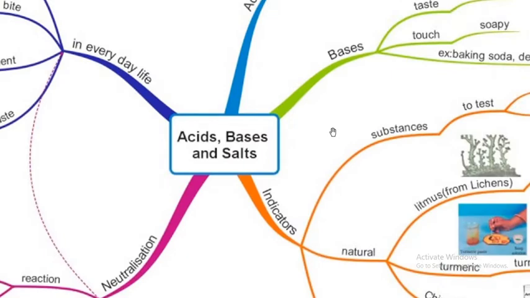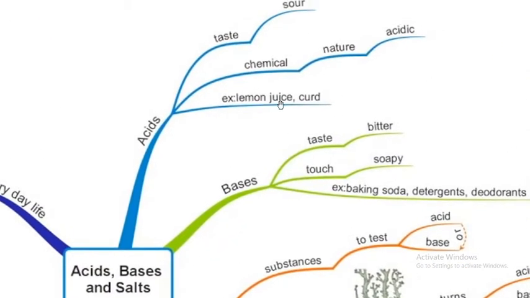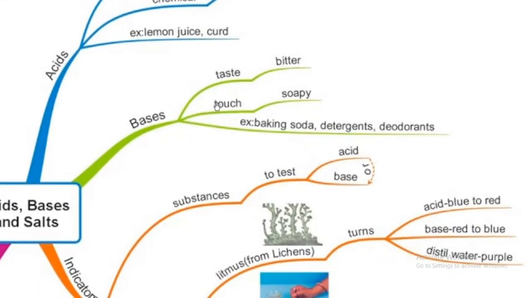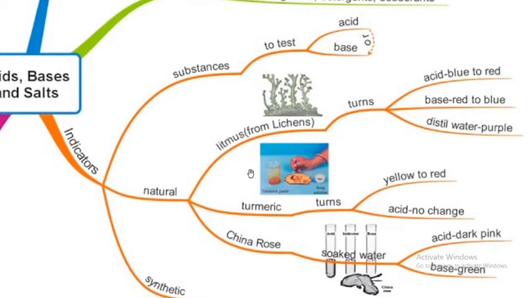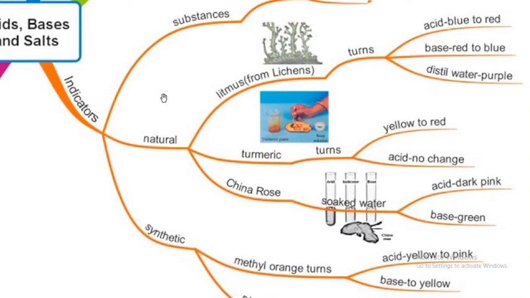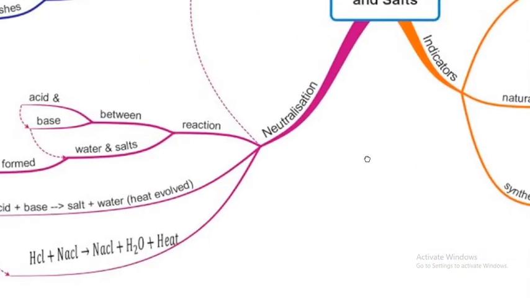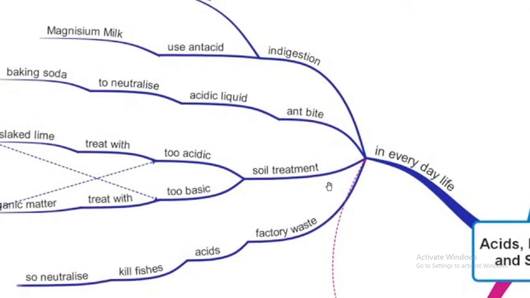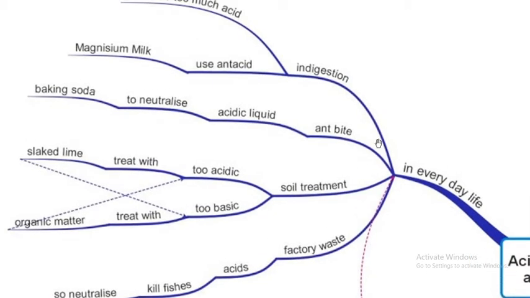We observed the acids: the taste of those acids, their nature and examples. About bases also, how they feel to the touch, their taste and examples. And in indicators, you have seen different kinds like natural indicators and synthetic indicators, with examples for each kind. Neutralization means the reaction of acids and bases to form salt and water. Next, the applications of neutralization reactions in our daily life. Based upon all these concepts, we are going to have a practice now.